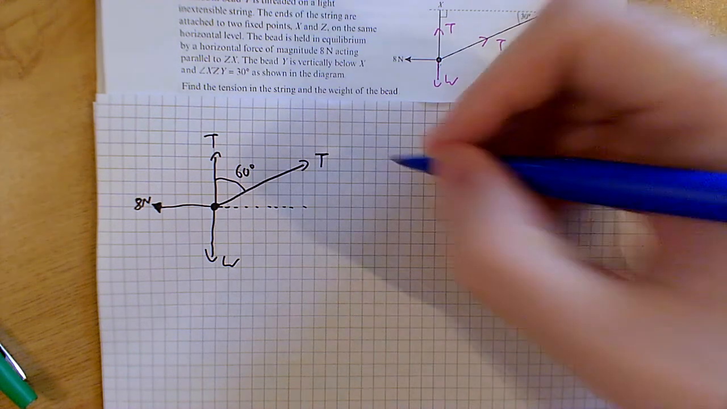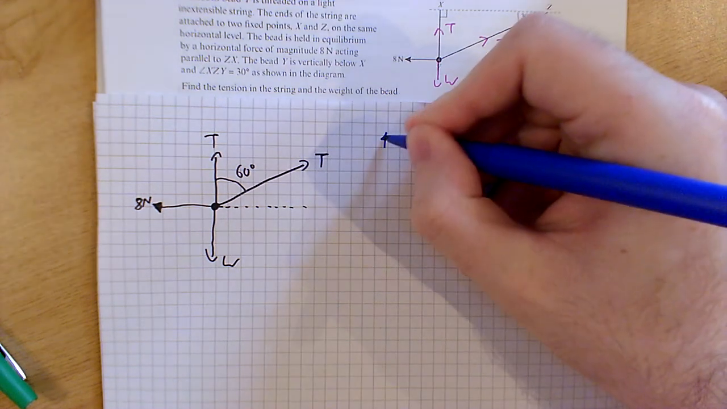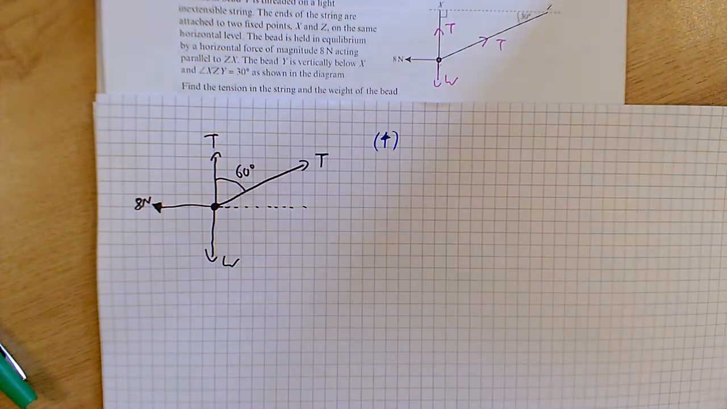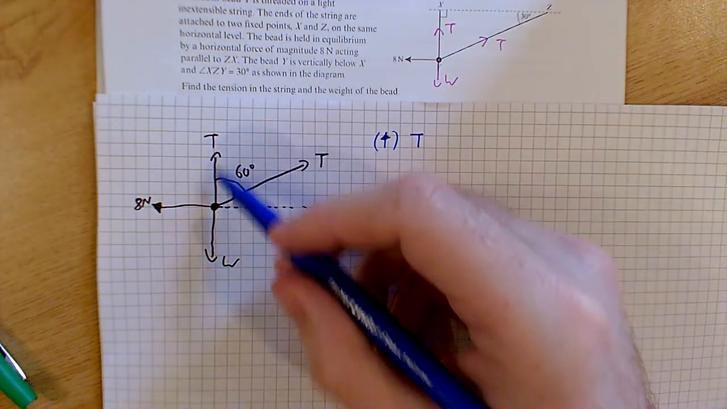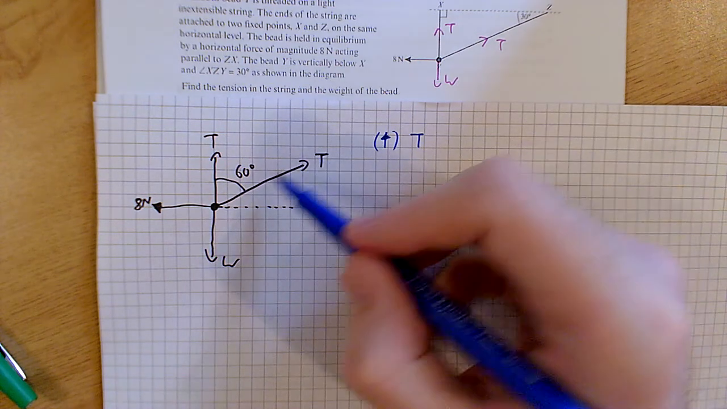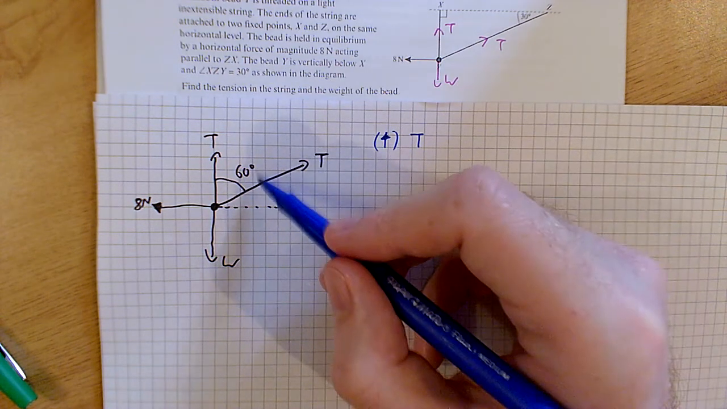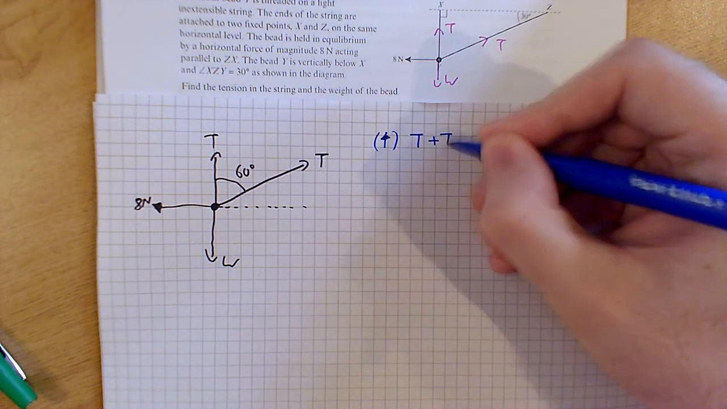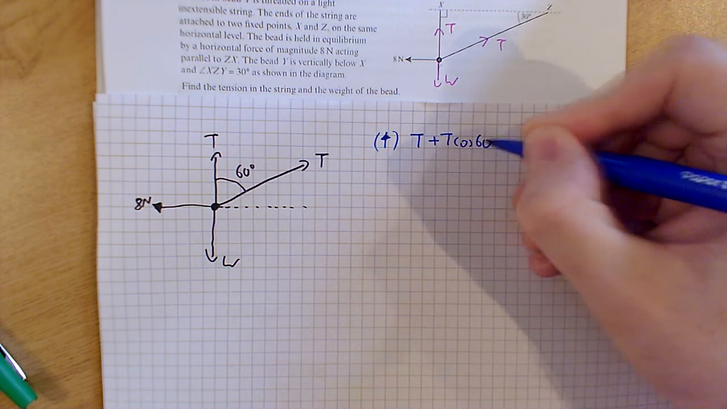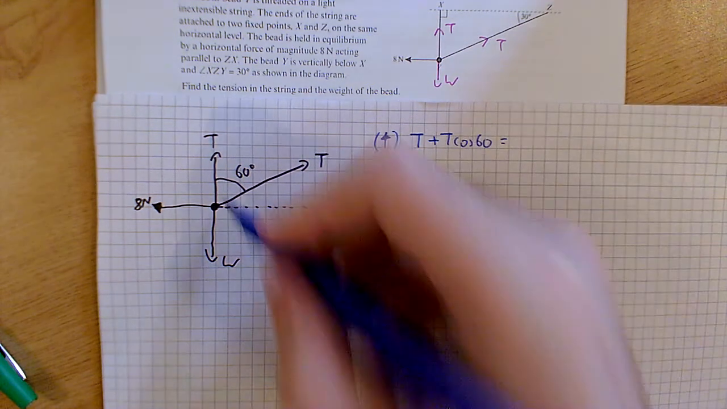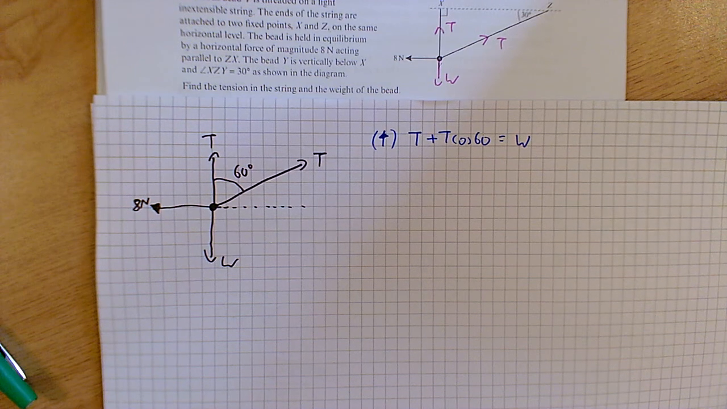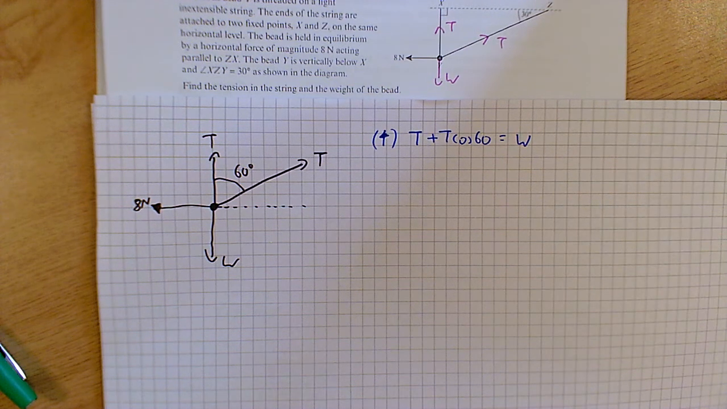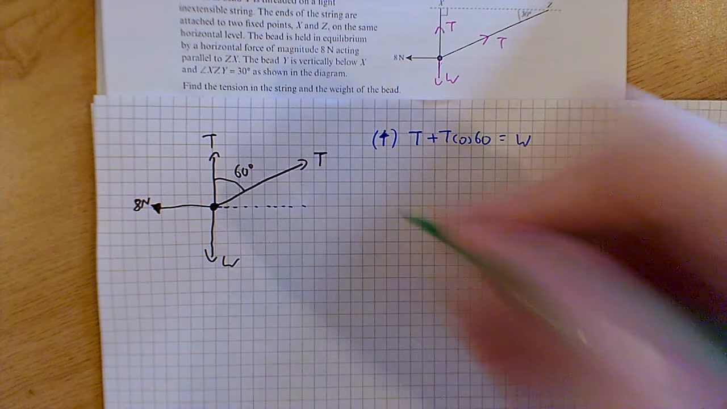And then we're going to resolve. We're going to resolve vertically, and we're going to resolve horizontally. So what's pulling it up in the positive? T is pulling it straight up, that's this T here. And this T is pulling up by an angle, so we have to go through the 60. So this is T plus T cos 60. This is equal to the weight, which is pulling us down. So 2 unknowns there, you've got the T and you've got the W.